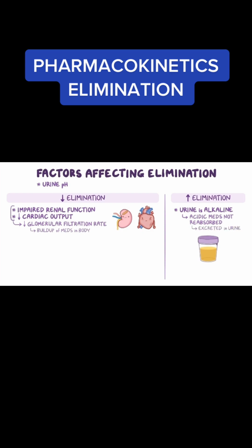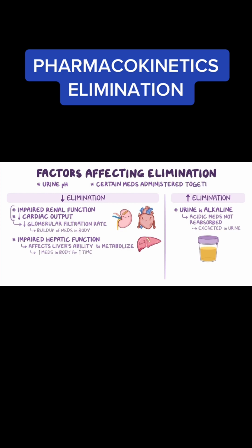Another factor affecting elimination is impaired hepatic function, which affects the liver's ability to metabolize or break down the medication. As a result, the elimination process can slow down and lead to increased levels of the medication inside the body for a longer period of time. Finally, if certain medications are administered together, they can affect each other's elimination. An example of this is probenecid, which is often given along with penicillin. That's because probenecid slows down the elimination of penicillin, letting it stay longer in the bloodstream and increasing its effectiveness.